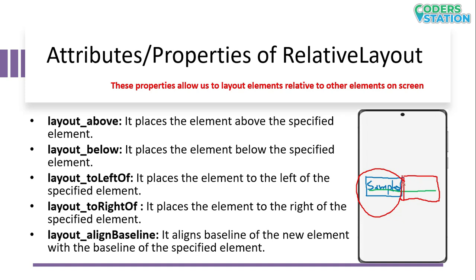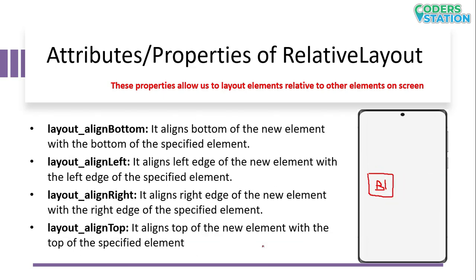So we will mention that suppose button 1 is there, and this is button 2. When we place button 2, we are relating it with button 1's baseline. So it will be placed accordingly, and the second button will be placed by comparing the baseline of button B1.